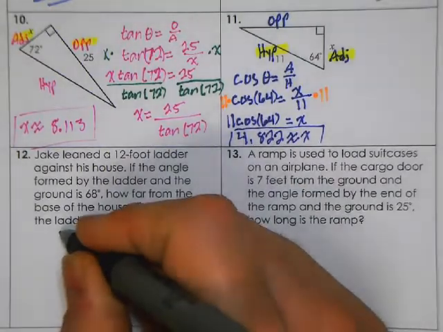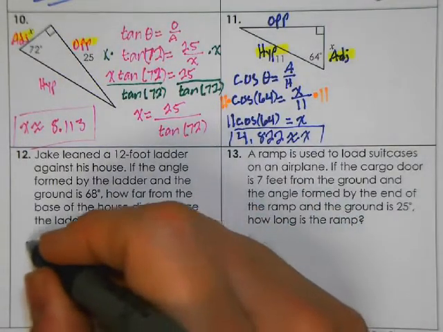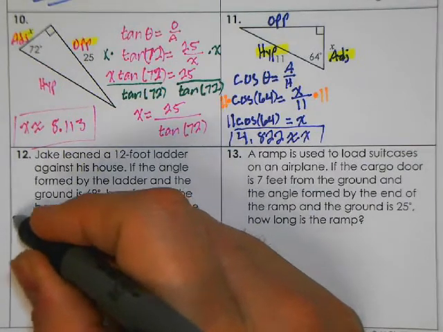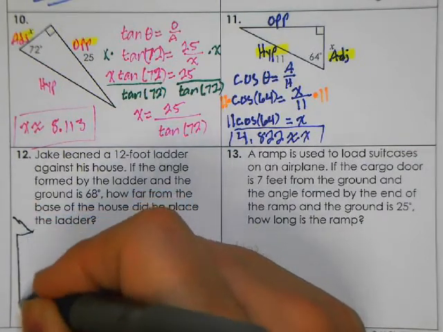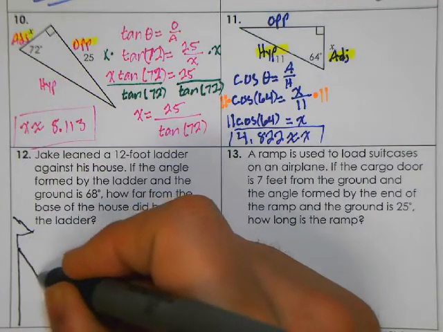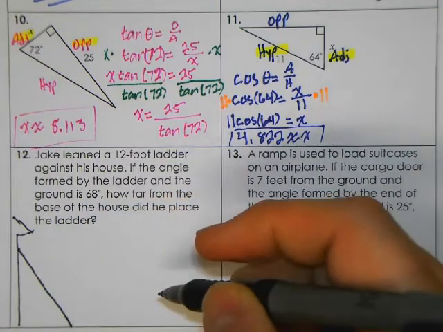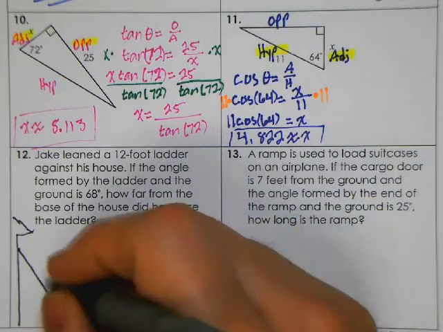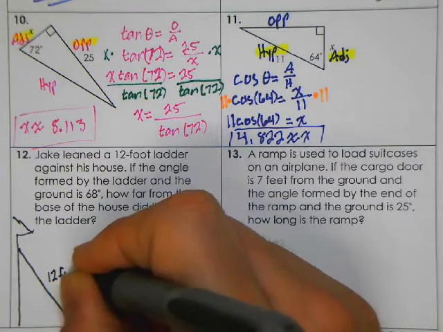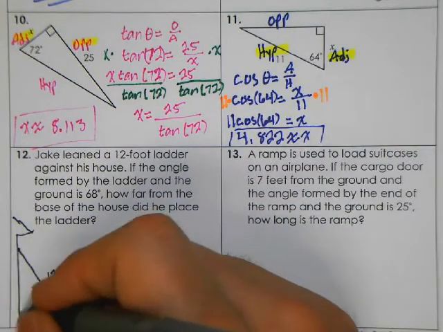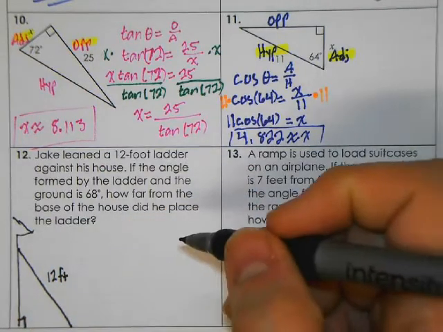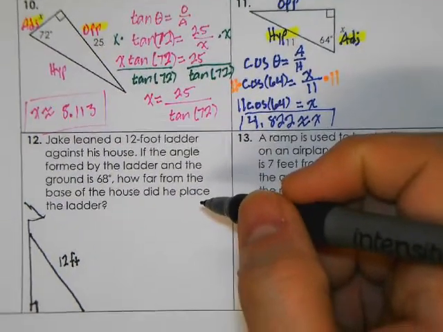So you got your house. Our house is like up here, there's your roof. So here's the house, and he has his ladder leaning up against the house like so, where it tells you that the ladder itself is 12 feet. Now we're going to presume that the ground and the house are perpendicular to each other, hence we have a right triangle that we're talking about here.